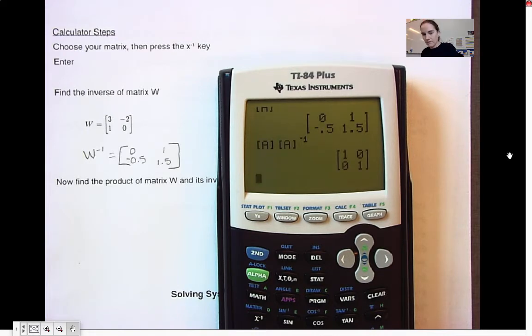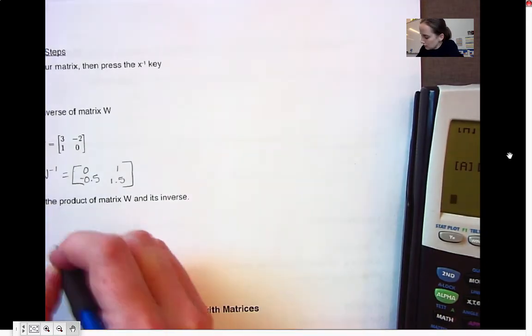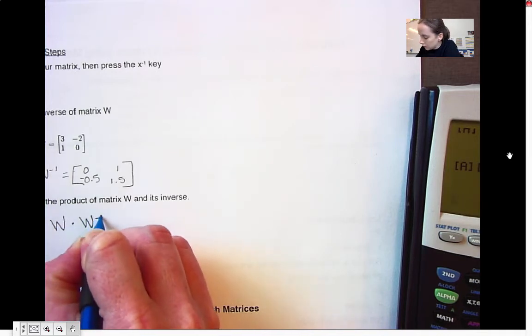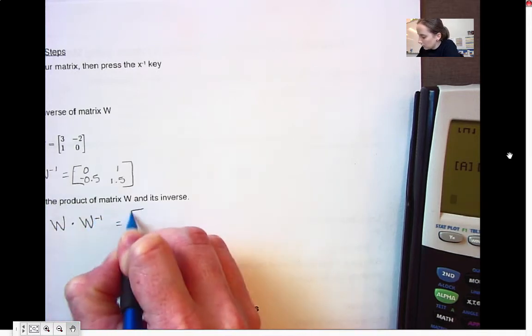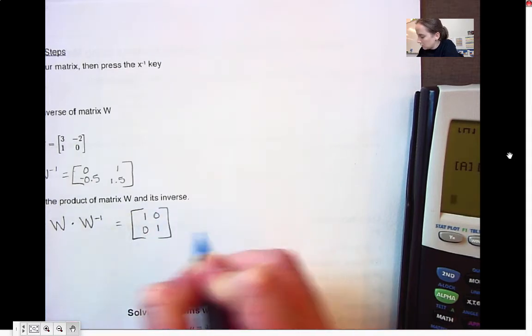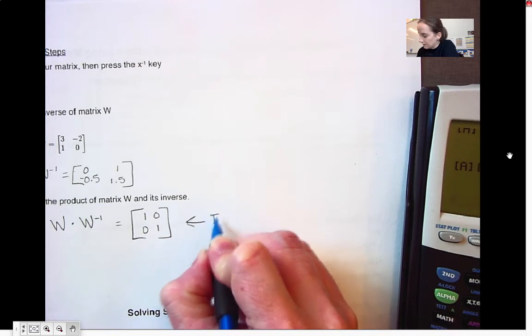And look at what we have, a square matrix where 0 are the entries except in the main diagonal, in which we have 1. This is called the identity matrix. So W times W inverse equals the identity.